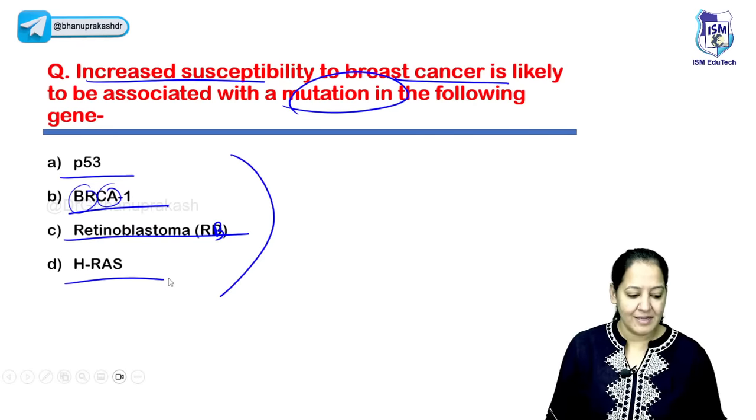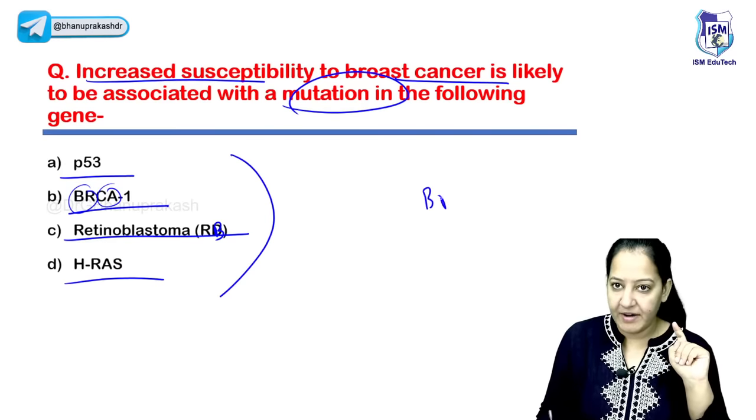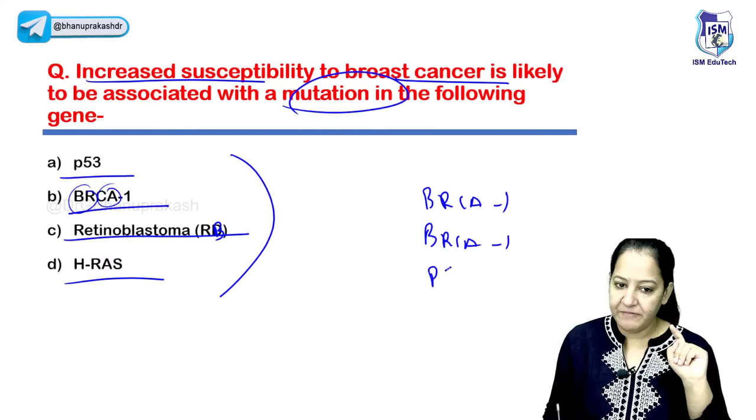Can you please tell me the answer? I'm waiting for your answer. Can you tell me what the correct answer is? I told you three genes which are mutated. I told you BRCA1. I told you BRCA2. And I told you P53 also.